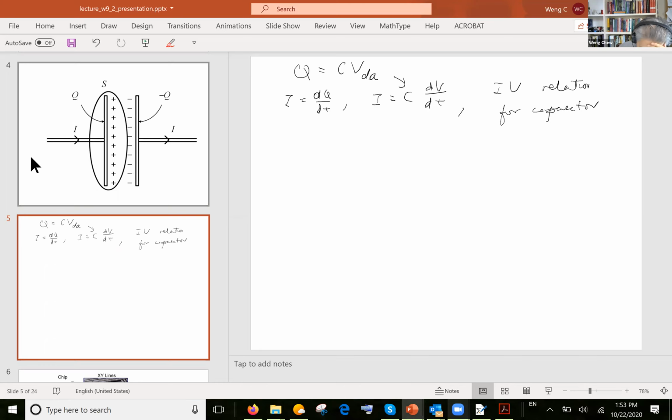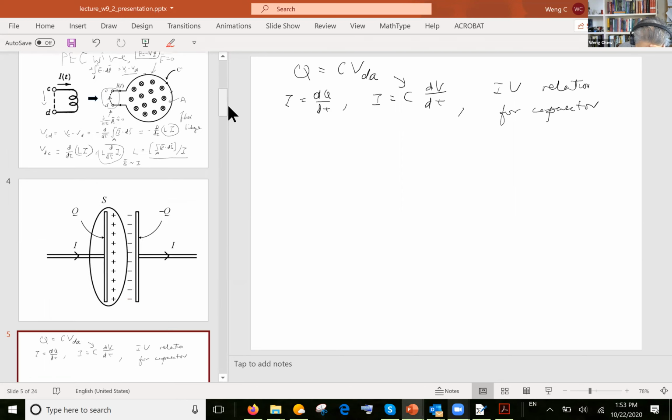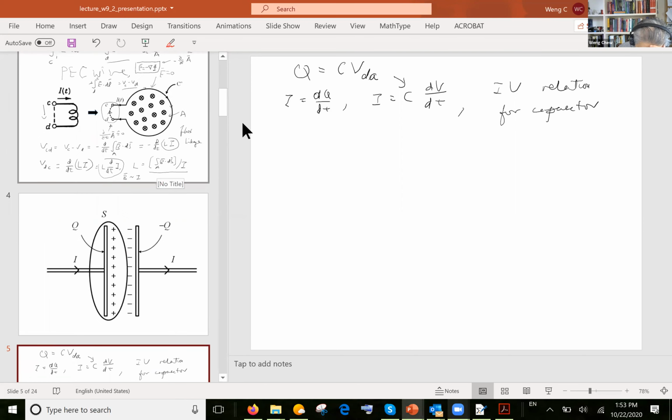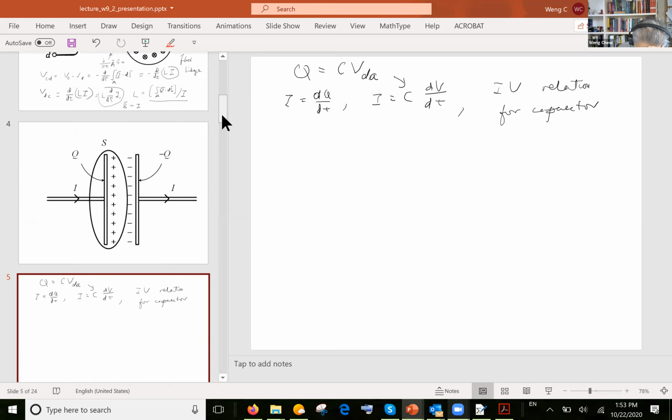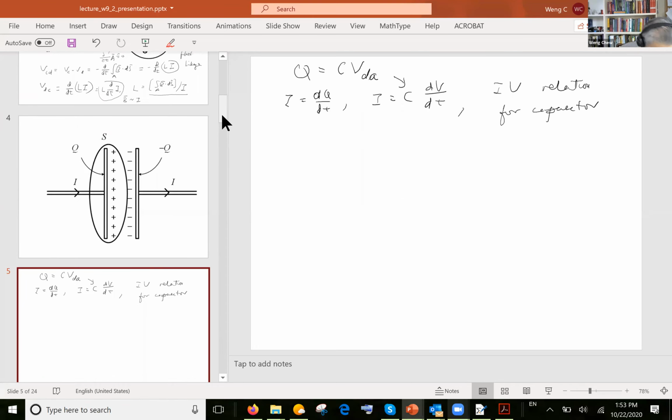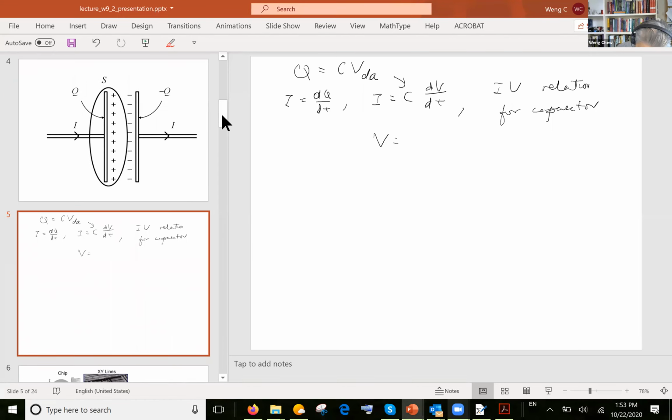Okay, previously that was the IV relationship for an inductor. What we have here is the IV relationship for an inductor, where for the case of the inductor V is equal to L di/dt. This is the IV relation for an inductor.